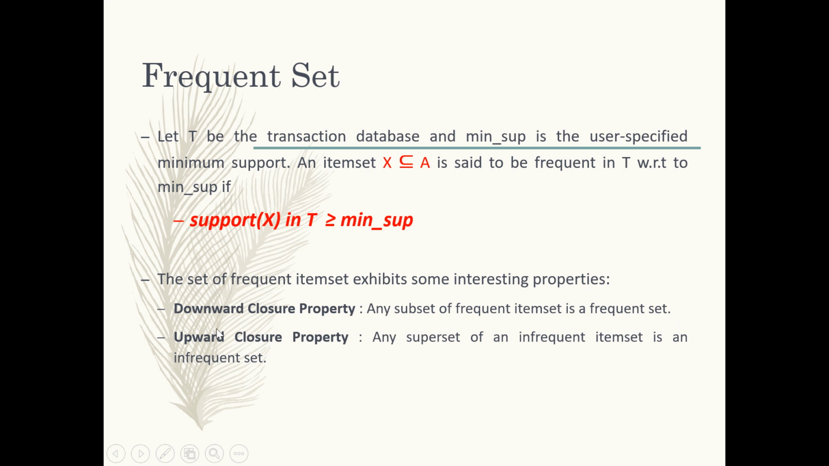Similarly, the next property is upward closure. Any superset of an infrequent item set is an infrequent set. This is just the opposite. If you break a frequent item set, the small pieces are also frequent. And if you extend an infrequent item set, it will still remain infrequent. If the small component is infrequent, no matter how many more items you add, it will still remain infrequent. Those are the other interesting properties of frequent item sets.